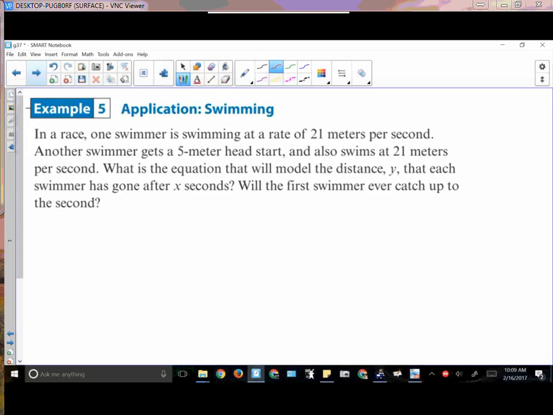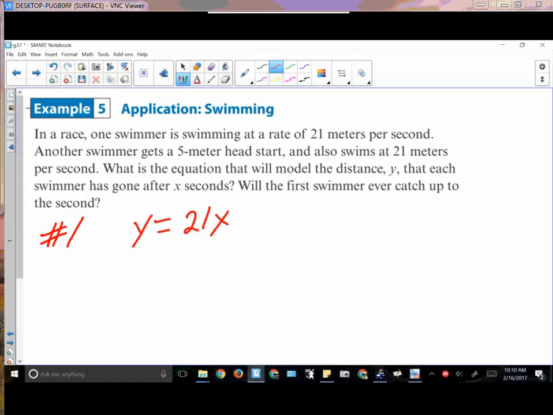So, that's the catch. They're going the same. So they have the same slope or the same rate. So if I take a look at number 1 here, he's got a rate of 21 meters per second. So y is going to just simply be equal to 21x. That's all it is. For every second he goes 21 meters.